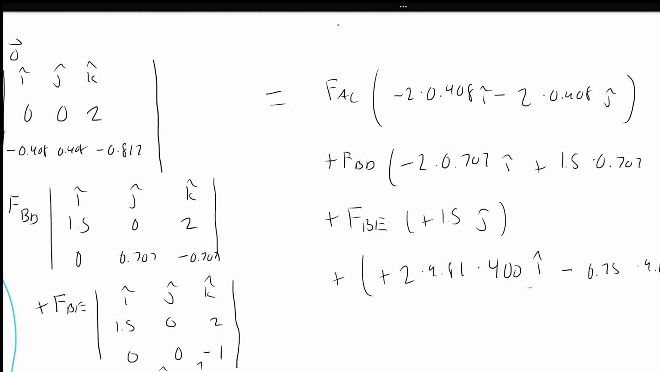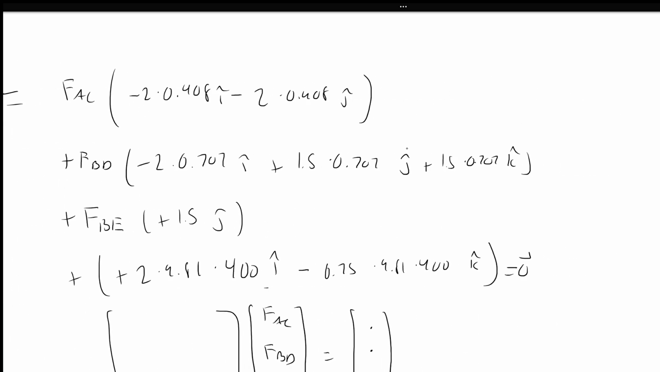What we need to do now is write this as a system of equations with the variables on one side. It'll have a 3 by 3 matrix, then we'll have F_AC, F_BD, and F_BE, and that'll be equal to a 3 by 1 vector. So we need to write it in that form.